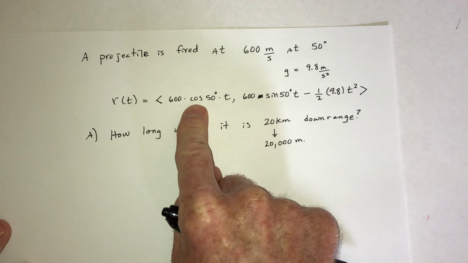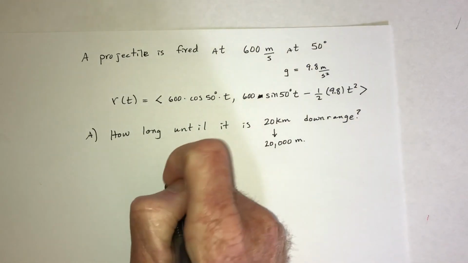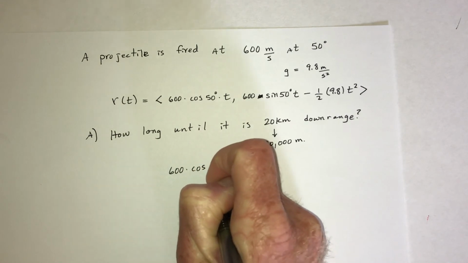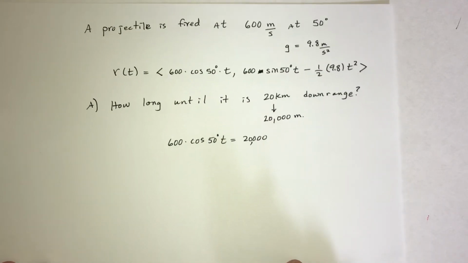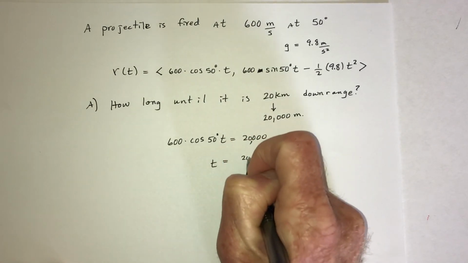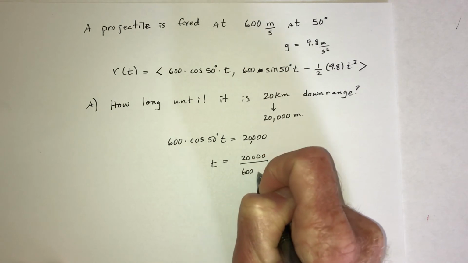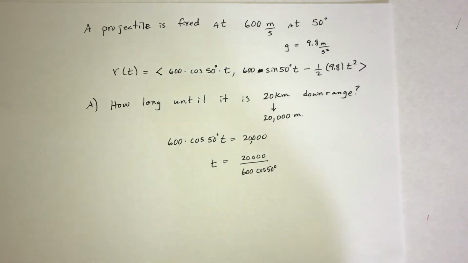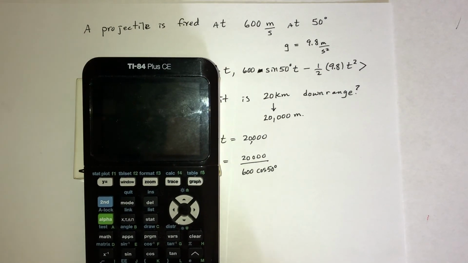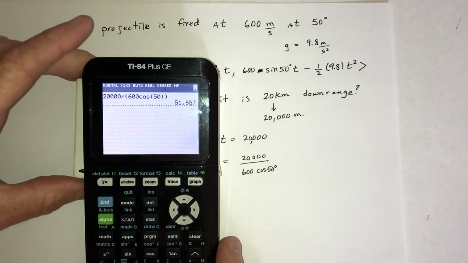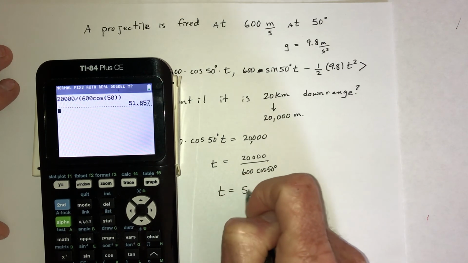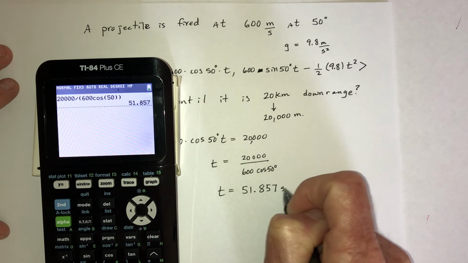So when does this part equal 20,000 meters? When does 600 cosine of 50 degrees times t equal 20,000? All I need to do is divide both sides, so it's going to be 20,000 divided by 600 cosine of 50 degrees. It's in degrees, so that's good. Then 20,000 divided by, put parentheses, 600 cosine of 50 degrees. So 51.857, and that's going to be in seconds.